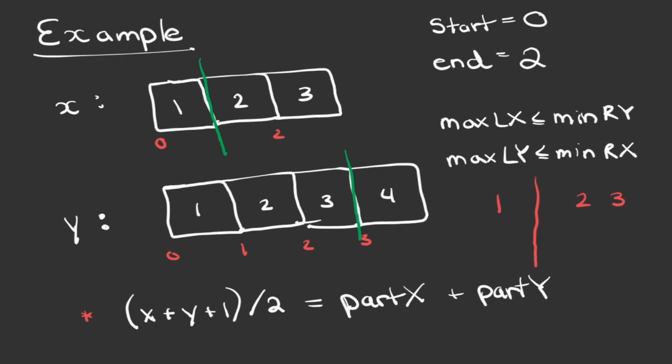And for the Y array we have 1, 2, 3, and then 4 on the right side. We just have to check if these conditions are satisfied. So the max left of the X array, is it less than or equal to the minimum of the right Y array? Well, 1 is less than or equal to 4, so yes it is.